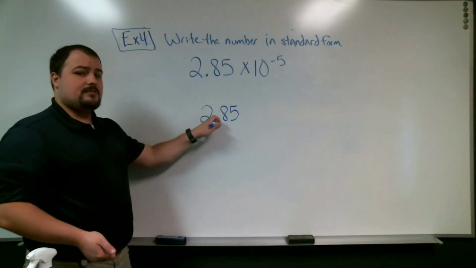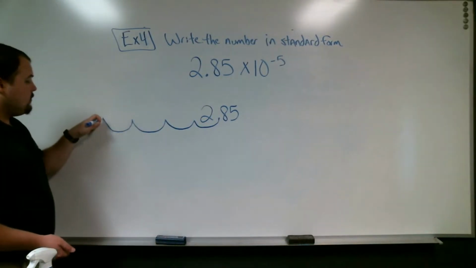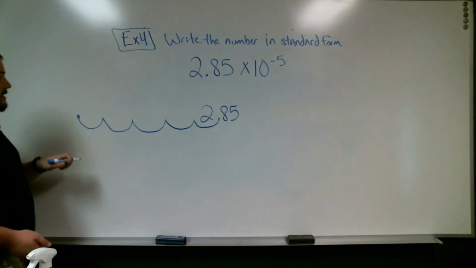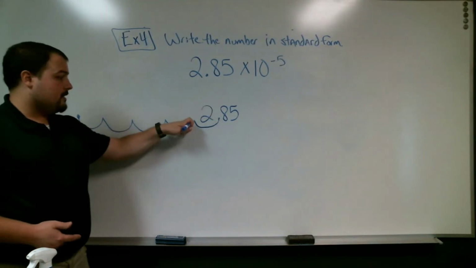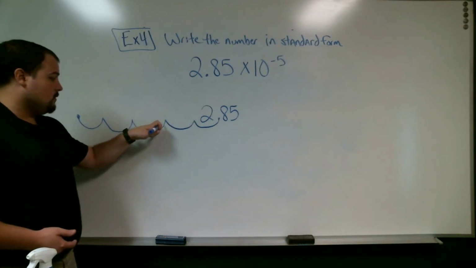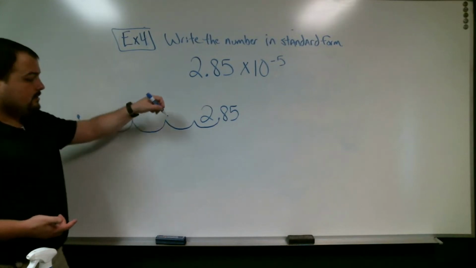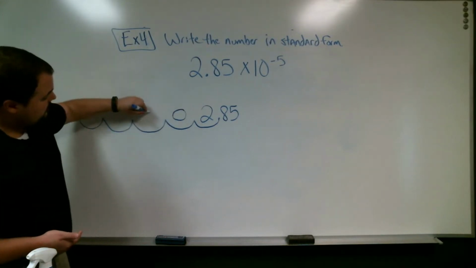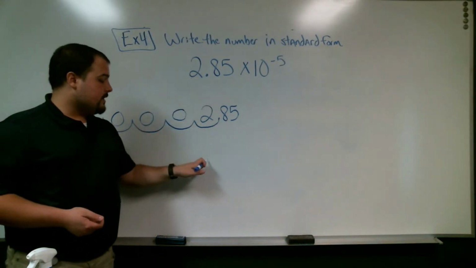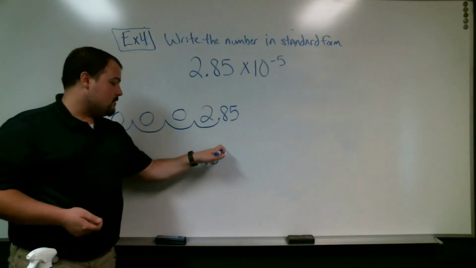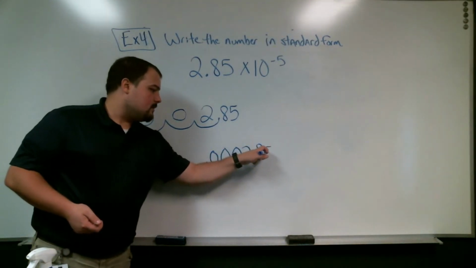A negative means I'm moving to the left. So I'm going to take this decimal, and I'm going to move it to the left 1, 2, 3, 4, 5 times. Each time you move it, count it. One time, it's in front of the 2, 2, 3, 4, 5. And if you have empty spaces, you're allowed to fill those in with zeros. So this decimal is actually 0.00285.